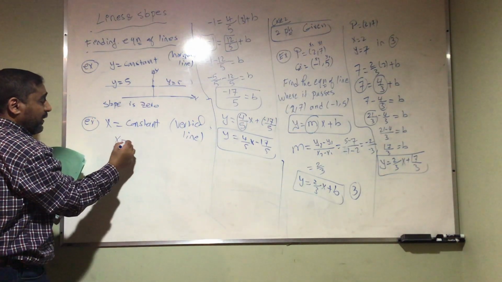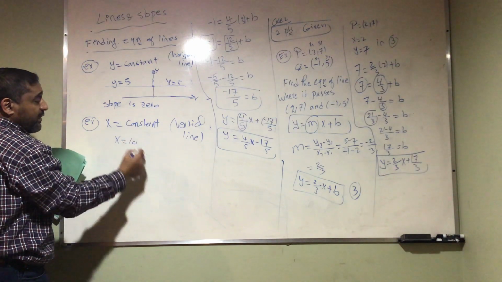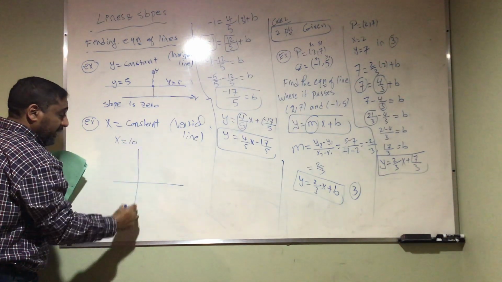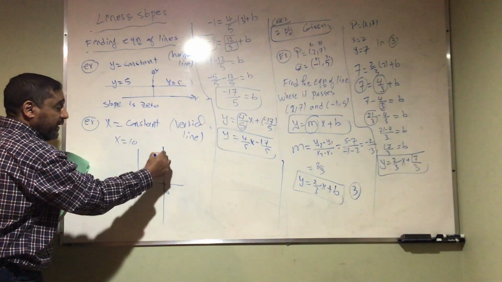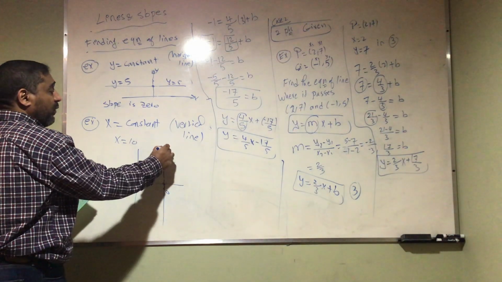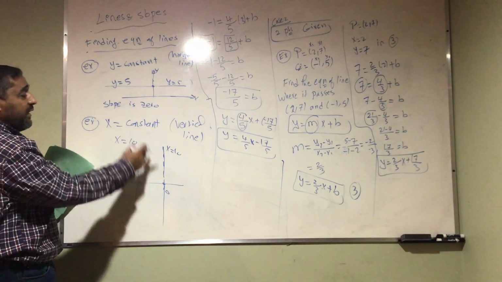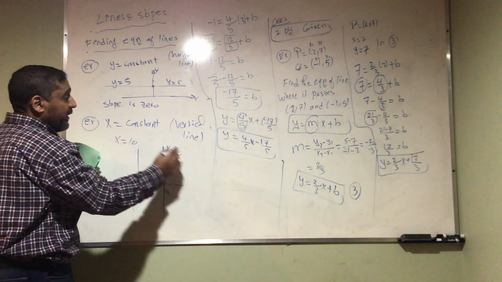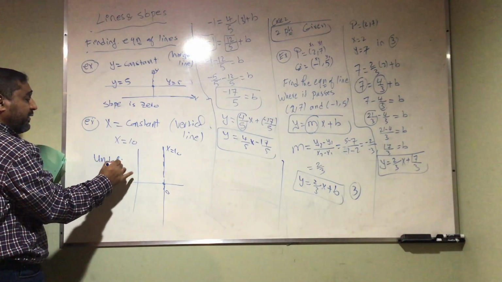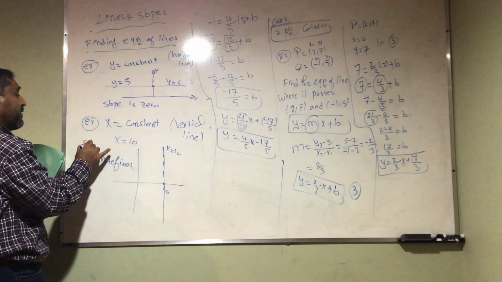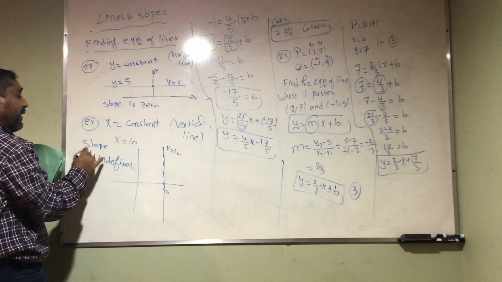For example, x equal 10. If I graph this at 10, here is your x equal 10. I'm going to make a vertical line like this. So that is x equal 10, a vertical line. What is the slope here? The slope here is undefined. You can write that for me: the slope here is undefined.